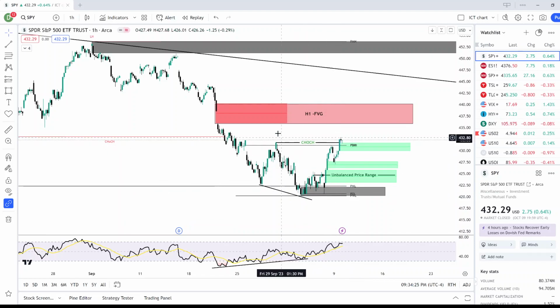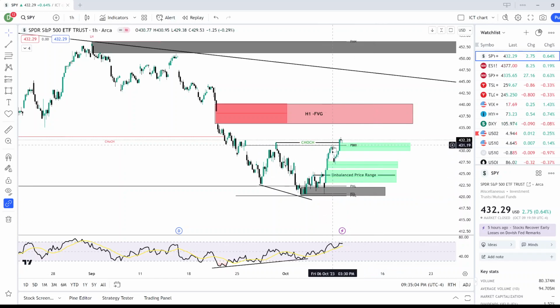The things I want to draw your attention to is that we have an unbalanced price range down at 424.69. That came from a micro change of character that happened from this peak over to this candle here. That is a micro change of character on structure, and you would see it on a smaller time frame where that actual change of character happened. We'll have it listed here on the 1 hour time frame, and it just goes across at that 424.69, which also happens to coincide with some confluence right around where the consequent encroachment of this fair value gap is on the 1 hour time frame.